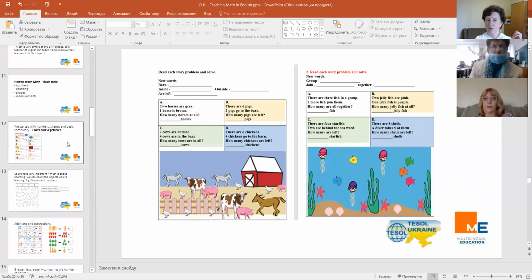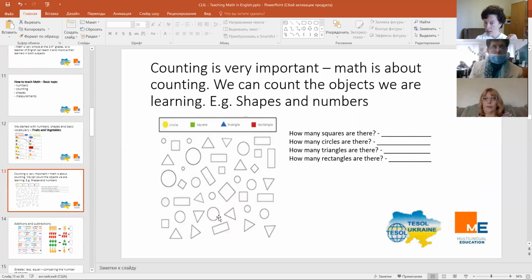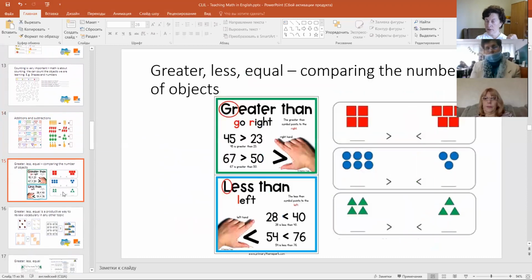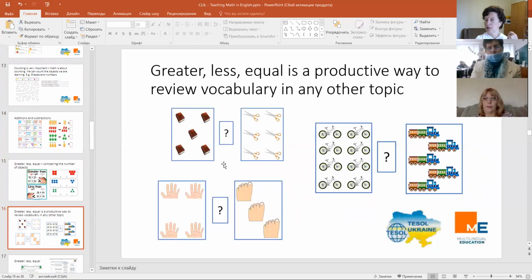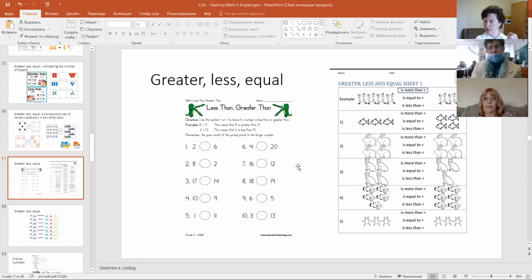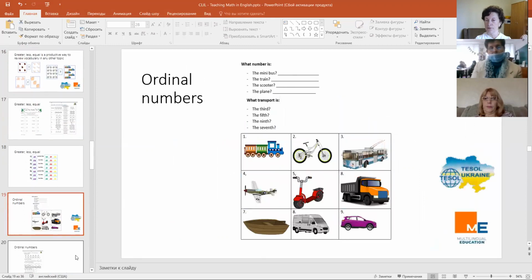Once again, let's review. We started with fruits and vegetables. They knew them, and that is how we learned the shapes. We counted the shapes. With shapes, we did simple math problems. We learned about greater, less, and equal. And we also used this math operation for all other topics. We did lots of greater, less, and equal, even with grades 3 and 4.